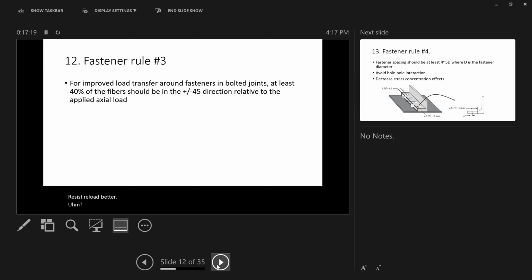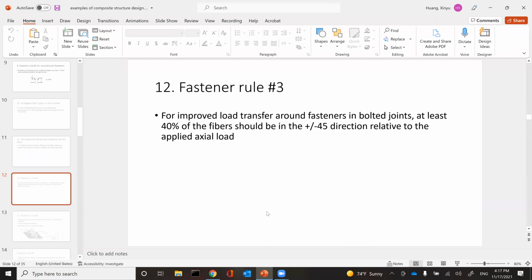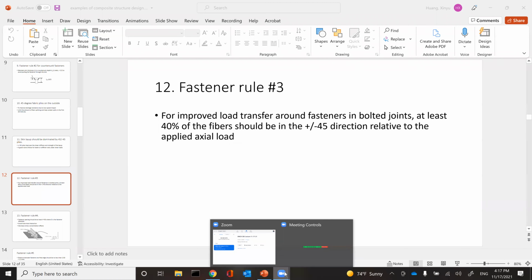All right, this rule number 3 for fastener is that if you have, let's say, a lug, a hole, and you join those fasteners, you do not want this lug to have a kind of zero. Let me draw a picture of this. I think it's better to show a picture.